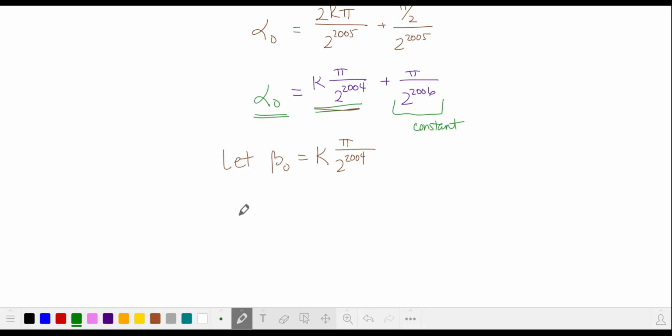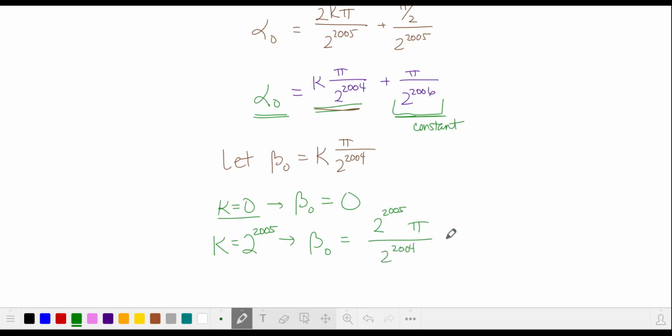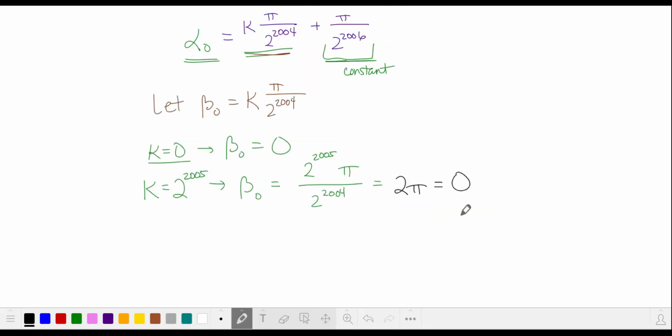To see how many solutions there are, let's start with k equals 0. This gives us beta 0 is also equal to 0, which means our starting angle is just this angle over here. If k is equal to 2 to the power of 2005, then beta 0 gives us that number in the numerator and 2 to the 2004 in the denominator. All of these are going to cancel except for one last 2, so that's 2 times pi. On the unit circle, that's equivalent to 0, which is the same solution we had when k was equal to 0.